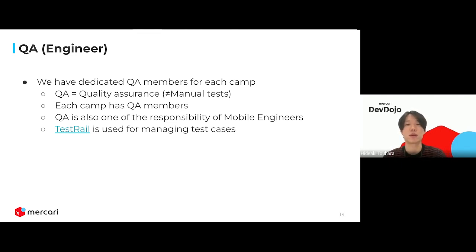What do QA members do? They are mainly responsible for writing test cases, and at times engineers do write test cases, but QA members may review them. The quality control is of course the responsibility of mobile engineers. They do dog fooding. We do dog fooding. We may write test cases too.